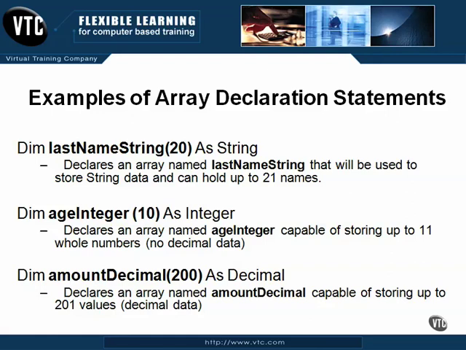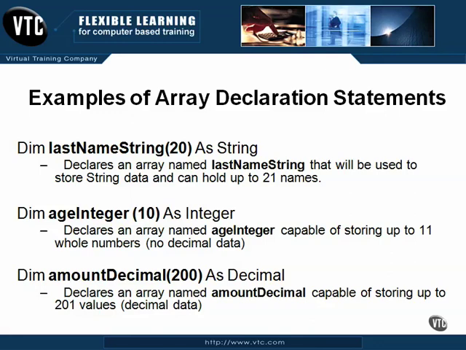Visual Basic begins counting at 0 as opposed to 1. So each array starts at the 0 location up to the highest subscript. In this case, lastNameString would have 21 elements with subscripts from 0 to 20. And again, the As String would indicate the type of data that's being stored in this array.